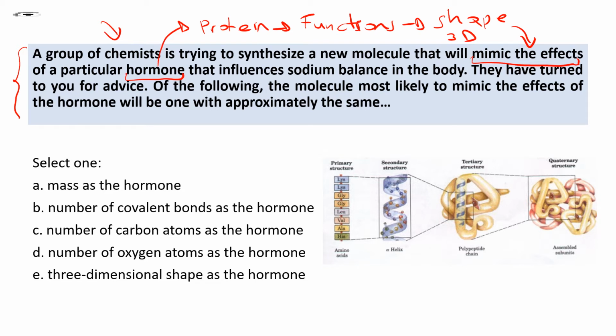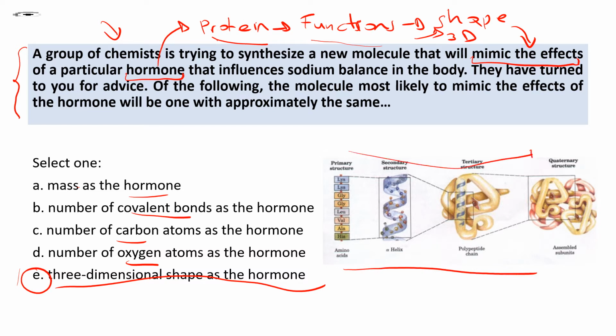So here, the answer is just this. They are not asking you about the other things. They are not asking you about the oxygen, carbon, or the covalent bonds of the hormone. They are just asking you about the hormone. You know that many hormones are proteins, and that the protein's function depends on the 3 dimensional shape. They are just making sure that you understand that there are different levels of structure, and that the function is determined by the 3 dimensional shape.